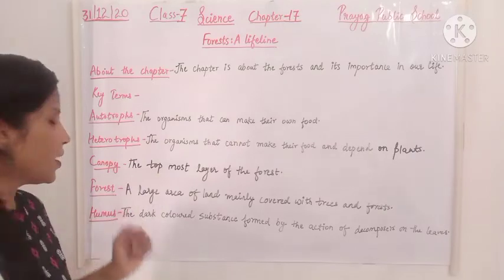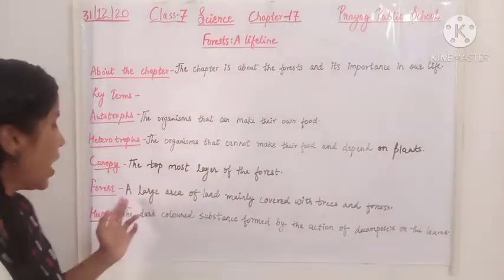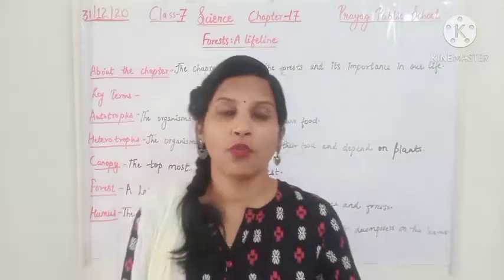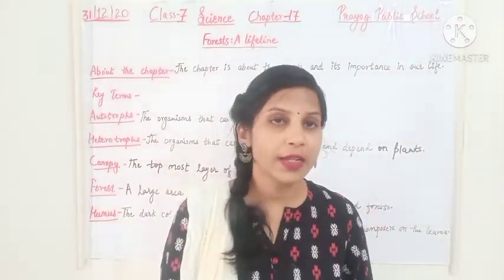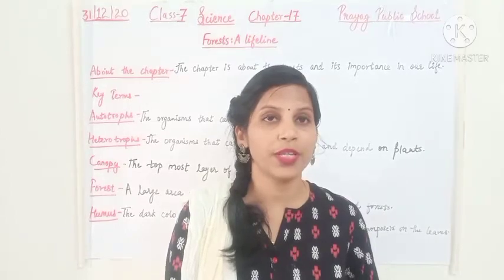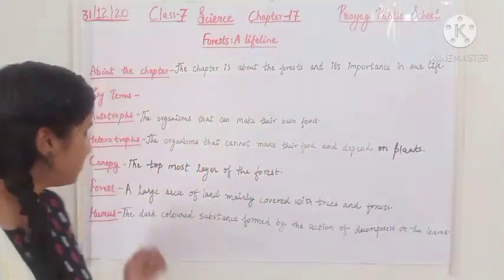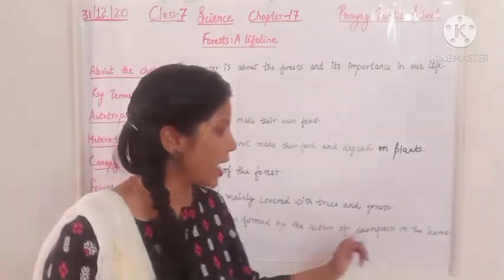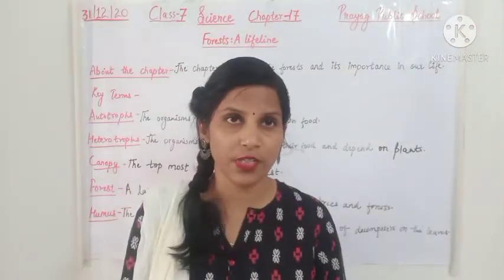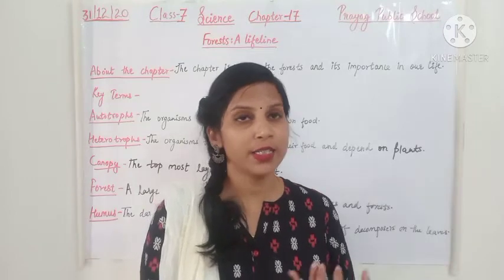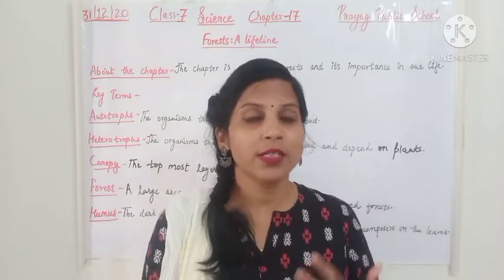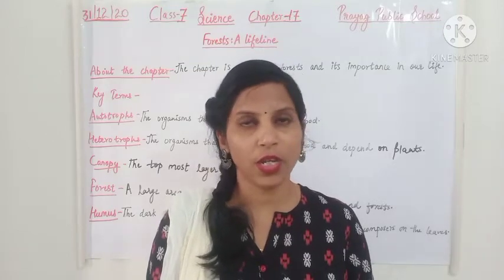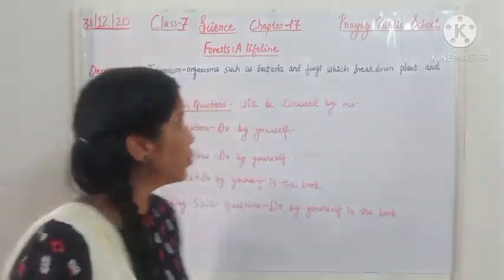Then the fourth one is forest. What is forest? A large area of land mainly covered with trees and plants. Okay, then humus, the dark colored substance formed by the action of decomposers on the leaves. तो ये क्या है? डार्क कलर का सब्सटेंस है जो कि डिकम्पोजर्स जैसे कि बैक्टीरिया एंड फंगाई एक्ट करके इसको बनाते हैं.